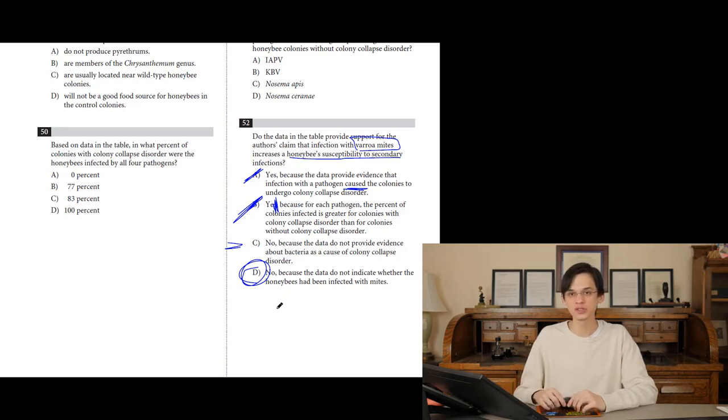And D is the better answer because it directly addresses this one issue, which is the data does not indicate whether honeybees had been infected with mites. It doesn't. It doesn't indicate whether that's true. The answer to number 52 is going to be D. Really hard question.